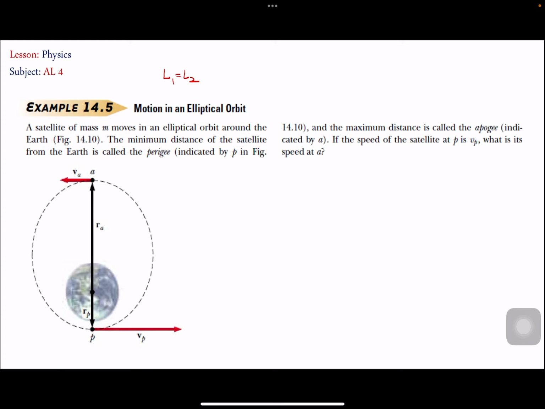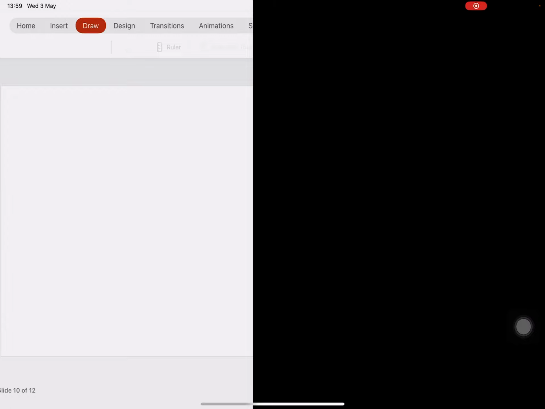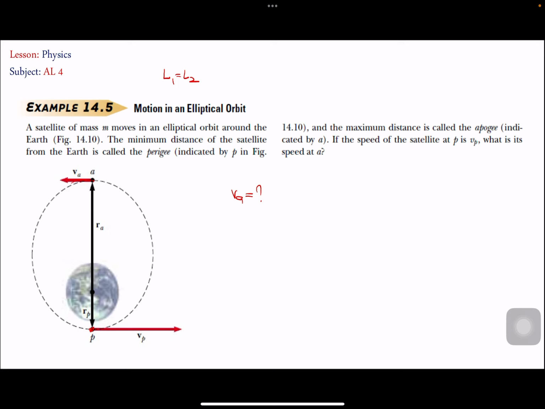Okay, let me read it. A satellite of mass m moves in an elliptical orbit around the Earth. The minimum distance of the satellite from the Earth is called perigee, indicated by P. And you see here that is the nearest point. And the maximum distance is called apogee, and that is the farthest distance. If the speed of the satellite at point P is Vp at the nearest point, and the farthest point is Va, what's the speed at point Va? You have to find it in terms of Vp.